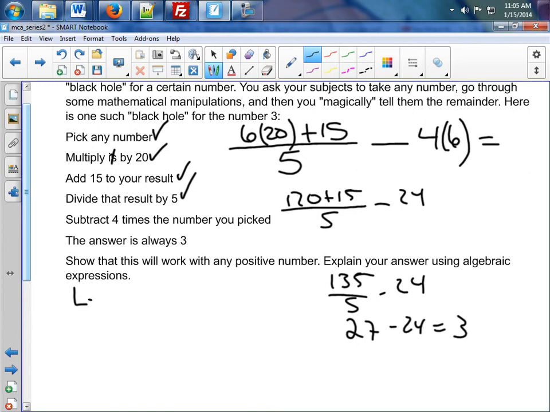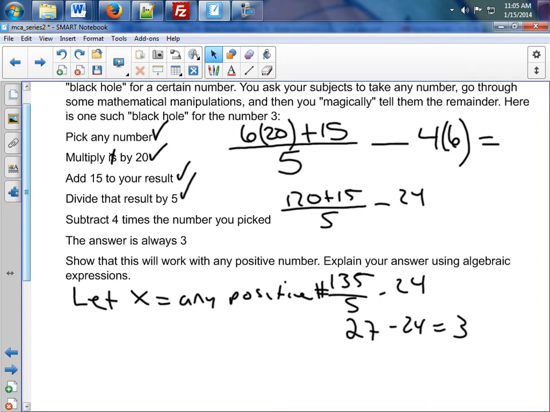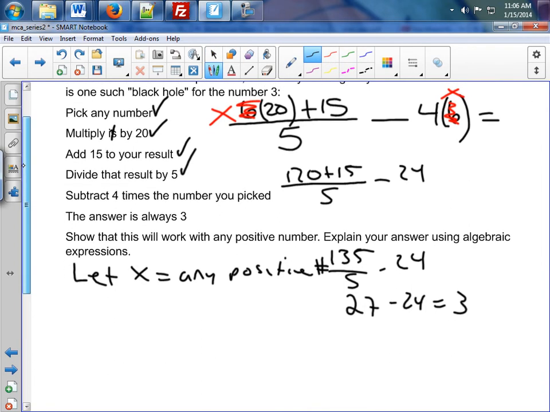So here's the key. Let x equal any positive number, right? So wherever you see a 6 in our little thing up here, what should we put in? X. Let's put in the x. That will get you halfway through the question. They'll probably give you enough points just to pass it, just by doing that.